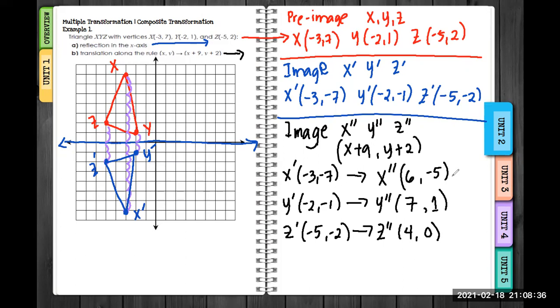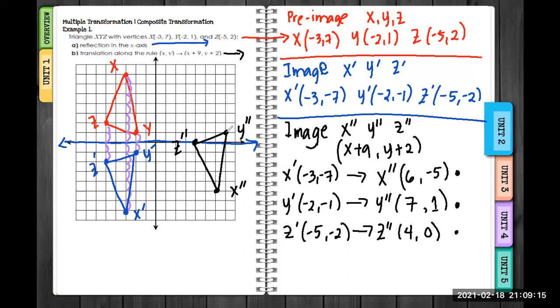Now, let's locate these points. Okay? So we have 6, 1, 2, 3, 4, 5, 6. That's negative 5. 1, 2, 3, 4, 5. So this is X prime prime. Next, Y prime prime. 1, 2, 3, 4, 5, 6, 7, 1. So this is Y prime prime. Next, Z prime prime. 4, 1, 2, 3, 4, then 0. So this is Z prime prime. I'll connect.